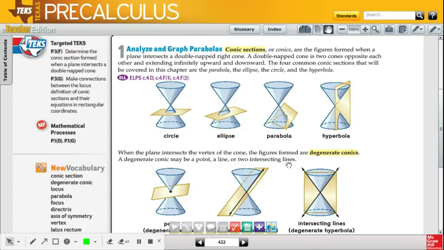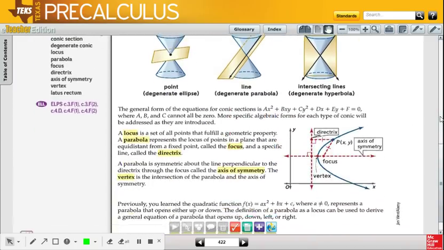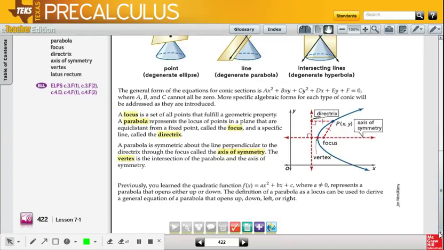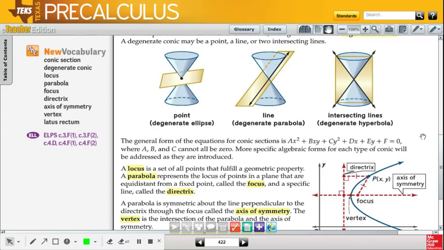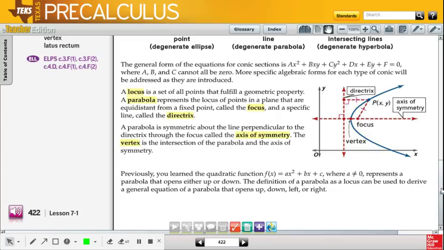Now here you don't have to worry about the second part of the information from the book. We're going to move on to this basic information here. All right. The general form of the equation for a conic section is ax squared plus bxy plus cy squared plus dx plus ey plus f equals 0. This will always be the general form of the equation.